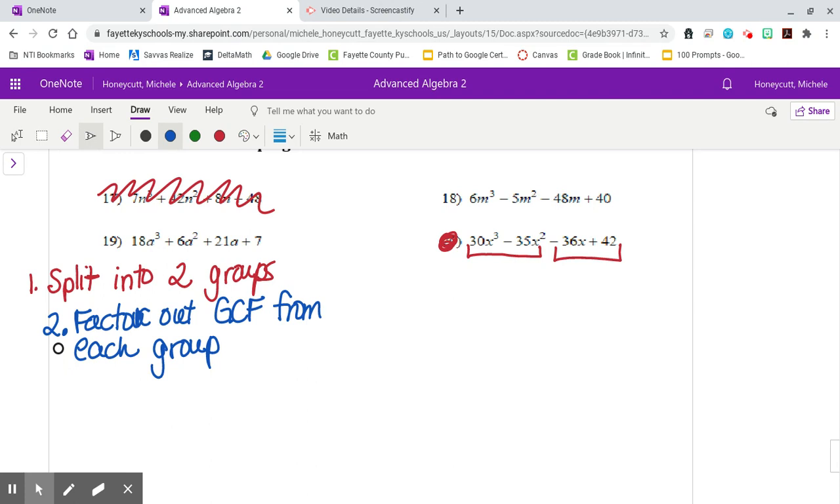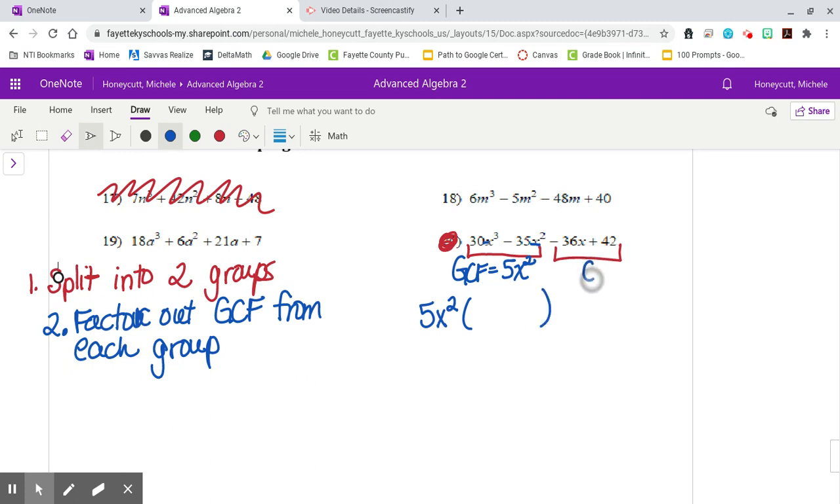So I look at my first group, I see 30 and 35, and I notice that they both have a 5. They both are divisible by 5. So the greatest common factor of my first group has a 5 as the coefficient, and one term has an x cubed and the other has an x squared. So they both at least have an x squared. So the greatest common factor of my first group is the 5x squared. So that means I'm going to factor a 5x squared out of the first group.